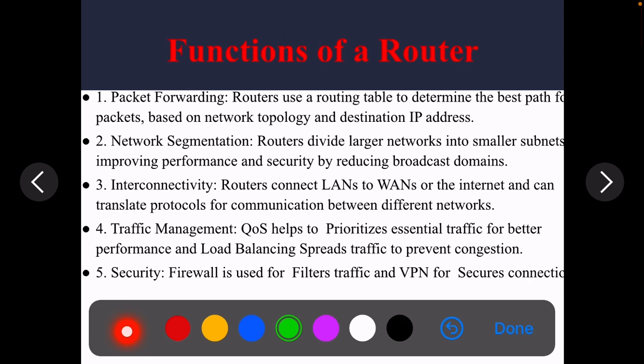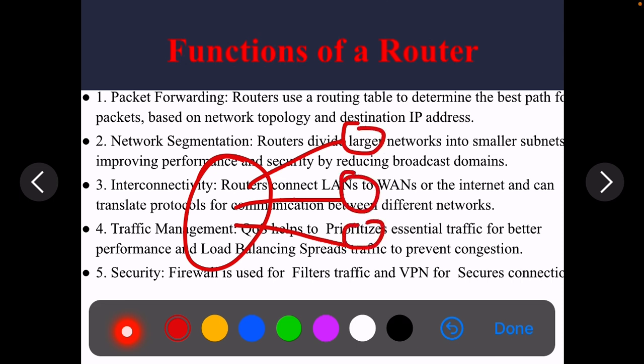The next is network segmentation. In network segmentation, routers divide larger networks into smaller subnets, improving performance and security by reducing the broadcast domain. What does it exactly mean? It uses subnetting, which means the router enables network segmentation by dividing. Suppose there is a large network, so the router divides it into smaller networks called subnetting. This improves the network performance and security by reducing the broadcast domain.